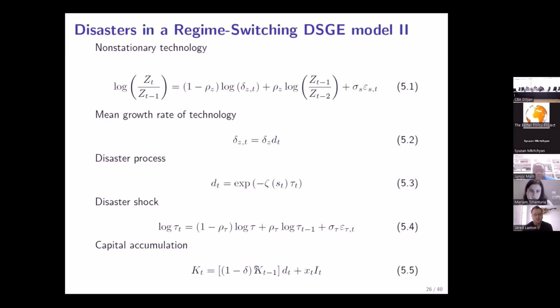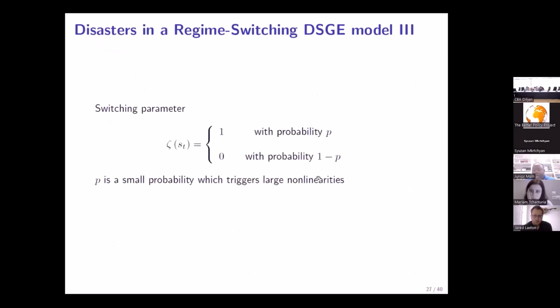Okay, so that's the disaster mechanism that we have in this model. As Doug was saying earlier, there are tons of applications, but this is just a small example that I chose. In terms of zeta, as I was saying earlier, it can assume value 1 with a small probability p, or 0 with a large probability in each period.